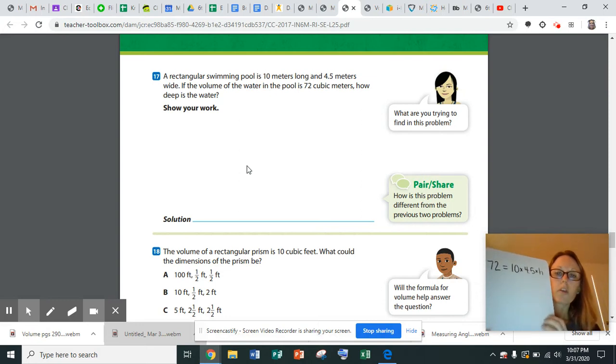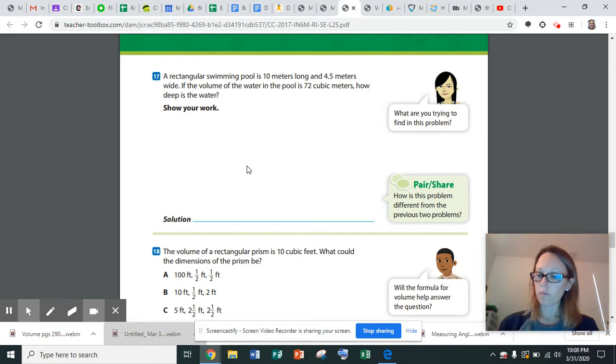So we're trying to figure out how deep that water is. This problem is different from the previous two because the previous two, we knew all of our dimensions and we had to solve for the volume. So we just had to multiply across. Now we're going to have to multiply two of our numbers and then divide. Okay, so we have 4 5/10 times 10, and that gives you 45.